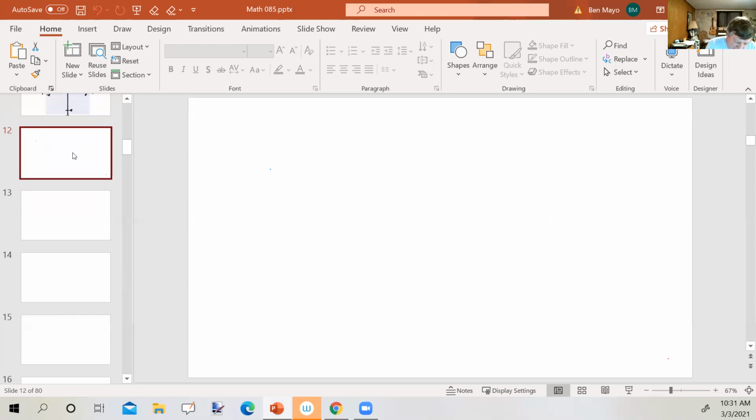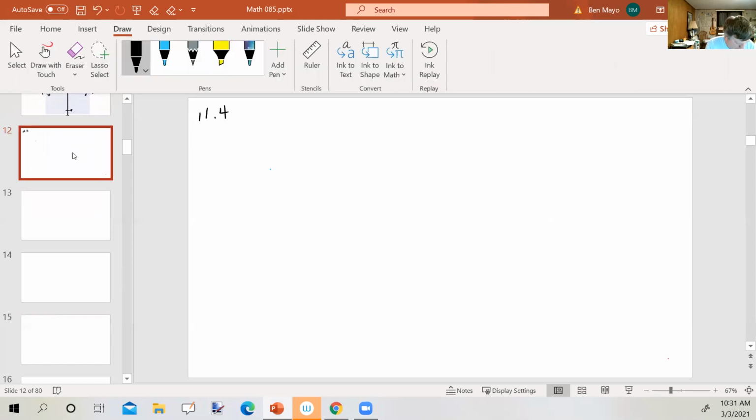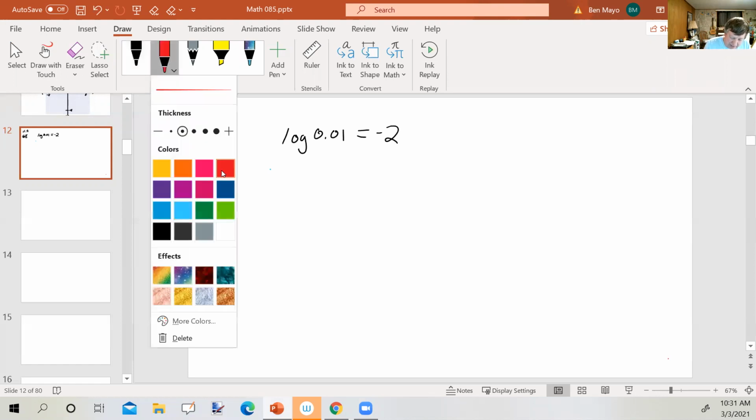This is from section 11.4, number 8. It says, write the logarithmic equation as an exponential equation. The logarithm equation is log of 0.01 equals -2. Now, there's no base written. The implied base is a 10.